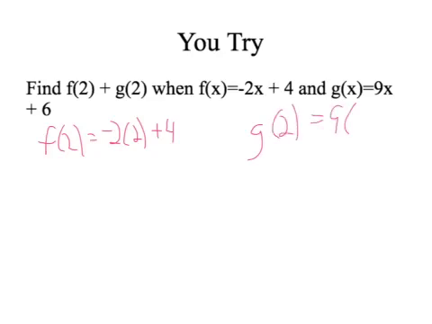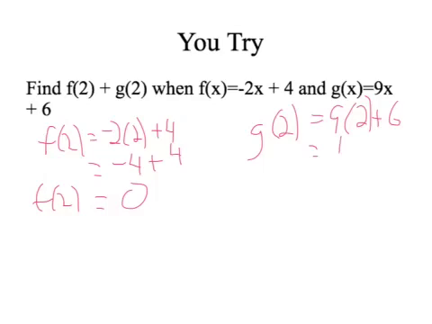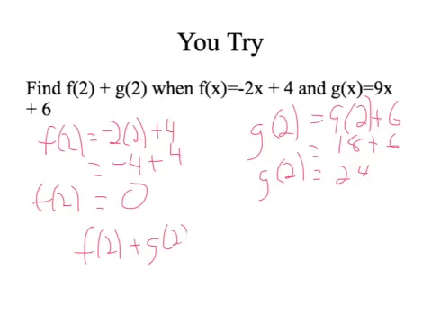I'm going to replace my x's in my f of 2, and then just simplify. Negative 2 times 2 is negative 4. Negative 4 plus 4 is 0. So f of 2 is equal to 0. And then simplify g of 2. I want to do 9 times 2, which is 18. 18 plus 6 is 24. Then I want to find f of 2 plus g of 2, which is 0 plus 24, which is 24.